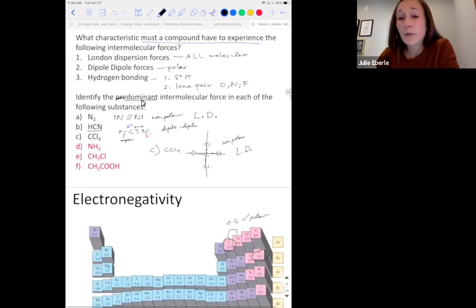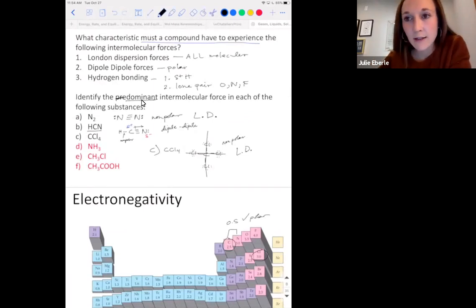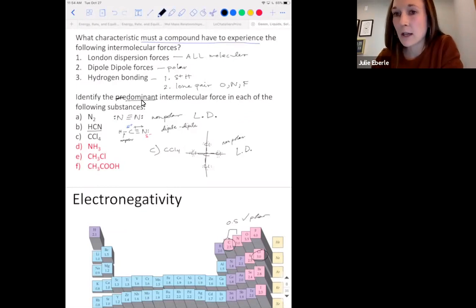So if I gave you a molecule and said, what's the strongest force at play here? You could do this kind of thinking and tell me. So I want you to take just a minute. I'm going to launch this poll. Go ahead and do the same thing we just did, but for D, E, and F.